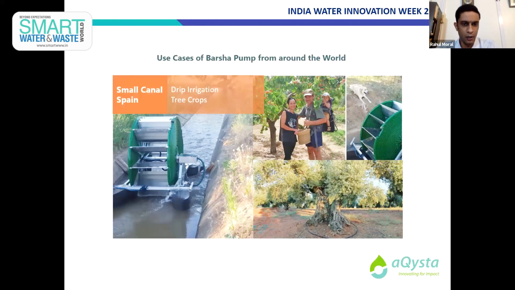This is again from another case from Spain. This is a floating version of a pump installed in a small canal, and it's being used for producing olives and tomatoes and cherry tomatoes and some other vegetables. So they've had great success.